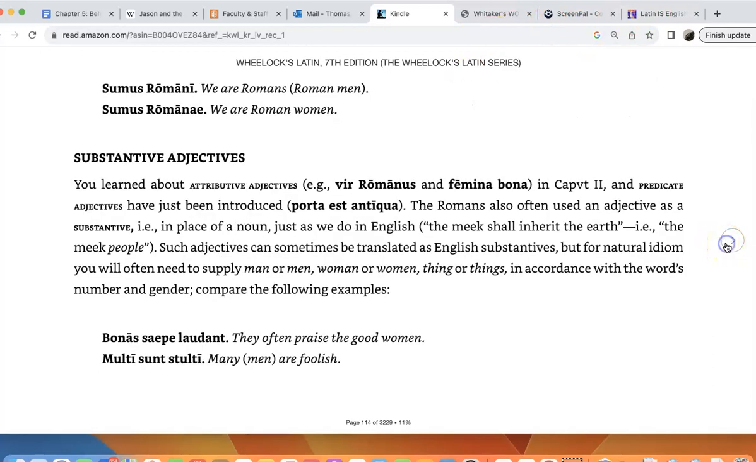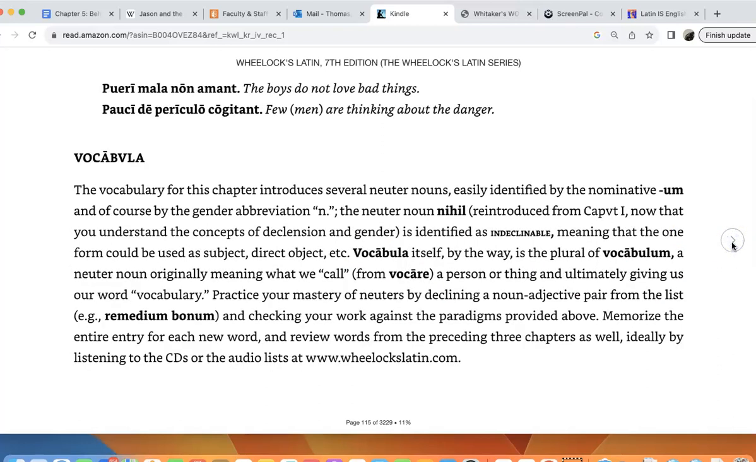So take a look at those examples, obviously, because they are instructive. Here we have what are called substantive adjectives. Again, don't let the fancy terminology throw you off. It's pretty simple. All we're doing is using them descriptively. So here's an example. Many men are foolish. The men is sort of implied. So multi sunt stulti, or "they." We don't have an explicit noun subject, but it's sort of implied, if you will. And so you often have to supply it in the translation. All right, so there's that right there.